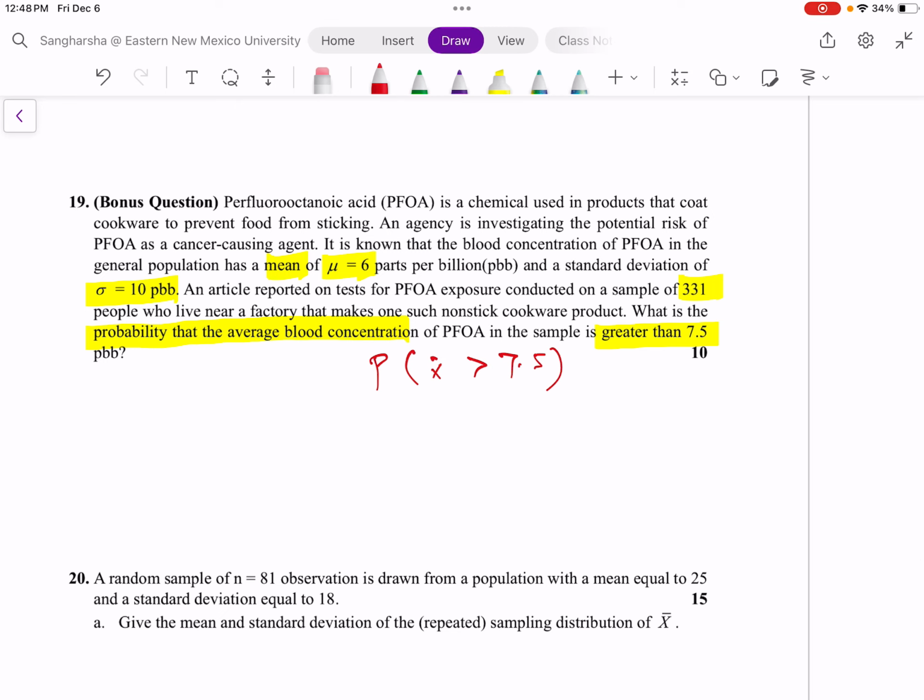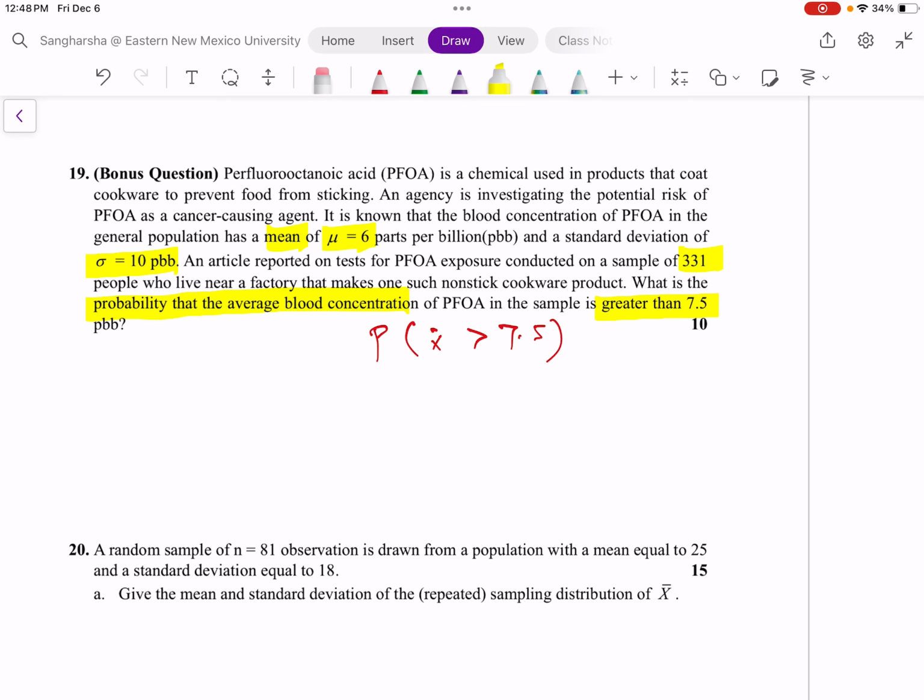Now, what kind of distribution is this? Does it mention the type of distribution here? Does it say normal? I think I need to read one more time, all of it. A chemical used in products that coat cookware to prevent food from sticking, and an agency is investigating the potential risk of PFOA, a cancer-causing agent. It is known that the blood concentration in the general population has a mean and this standard deviation. Here we use the central limit theorem. Now we are asked to find the probability of the average blood concentration.